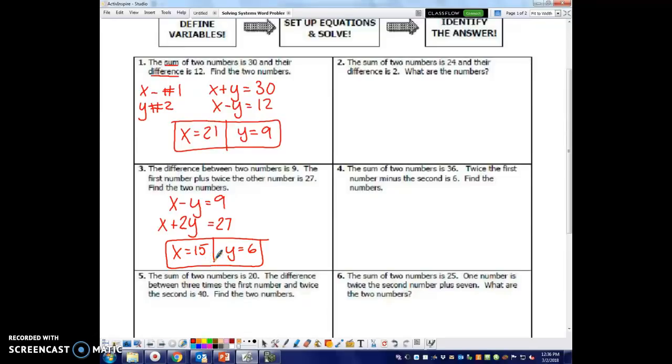Now you can test these to make sure they're true. So 15 minus 6, is that 9? Yes, it is. And then if you have, say, 15 plus 2 times 6, is that 27? Yes, it is. Okay, so you can always plug those in and test it. Substitute them in and test it.